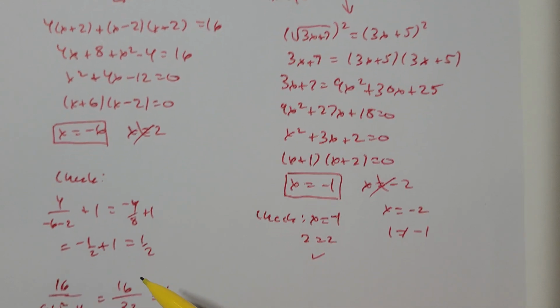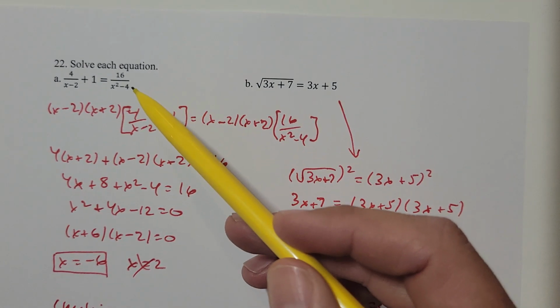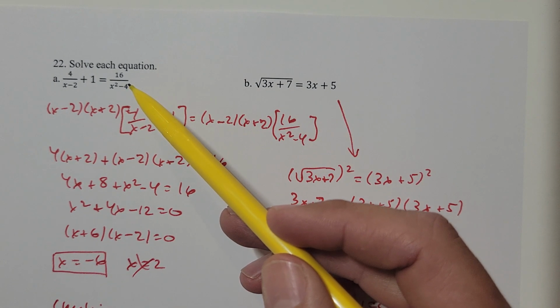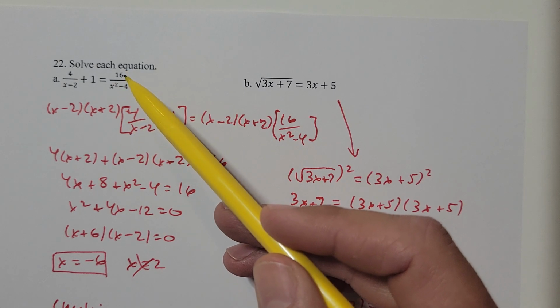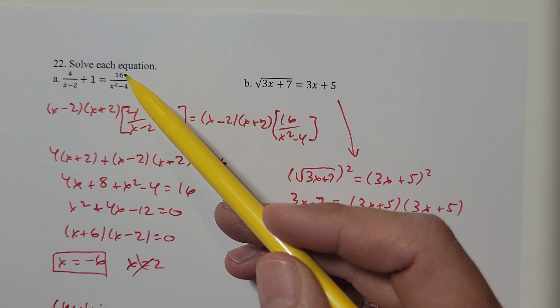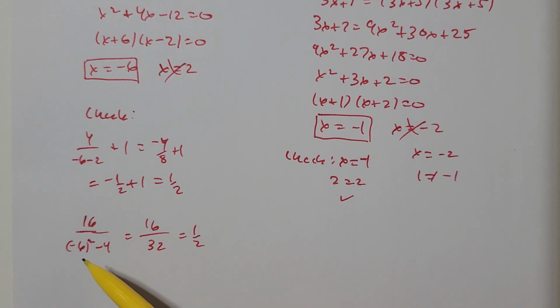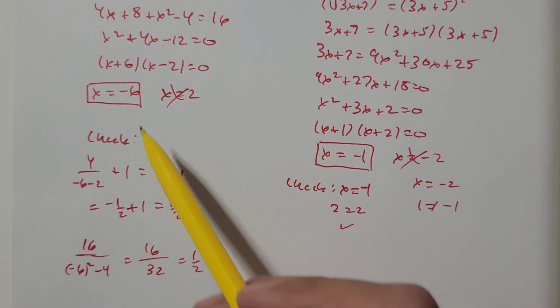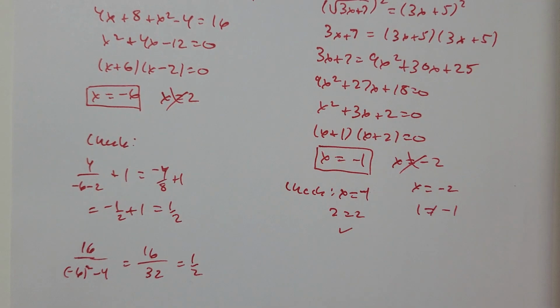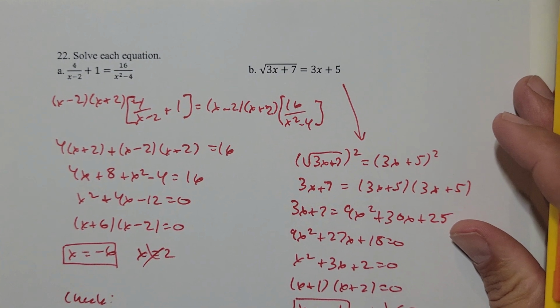Okay, and then do I also get 1/2 on the right side if x is negative 6? Well, I have 16 divided by negative 6 squared is 36. Minus 4 is 32. 16 over 32, that's 1/2. 1/2 equals 1/2, that's true. So negative 6 is going to be the only answer there on that problem.